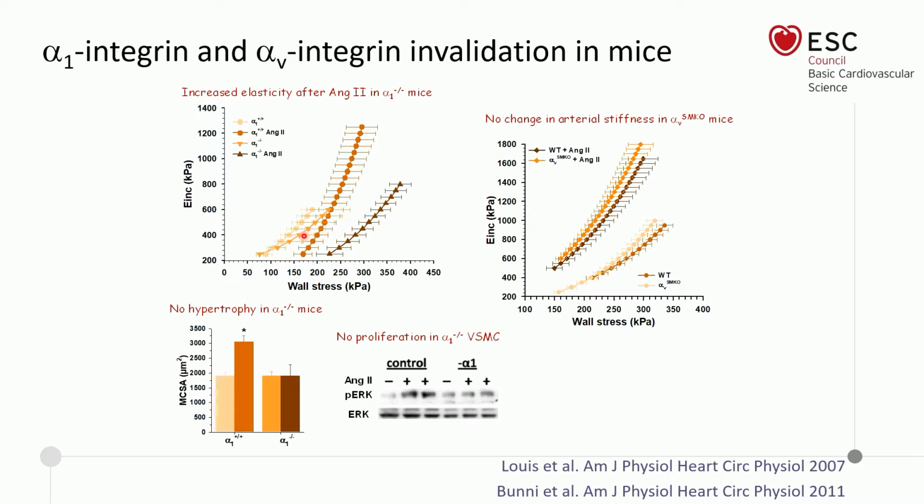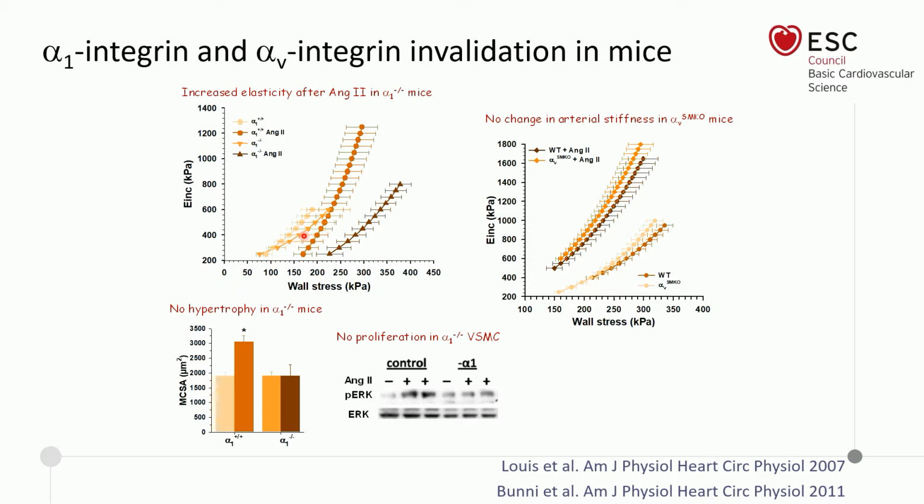The lack of these integrins suppresses the arterial wall hypertrophy in response to angiotensin II, and thus demonstrates that integrins are involved not only in regulation of functional properties, but also in the structural modification of the arterial wall. And this has also been demonstrated in culture conditions.